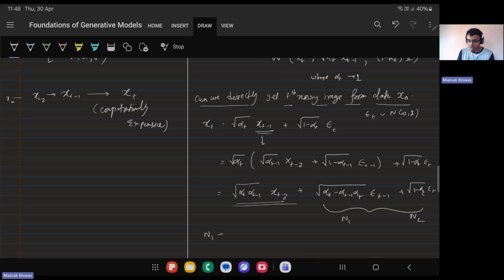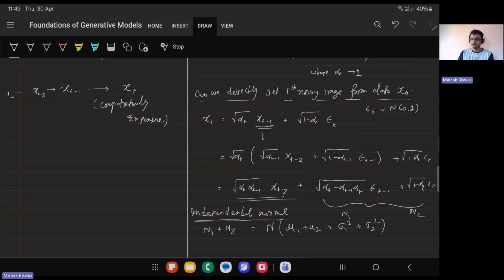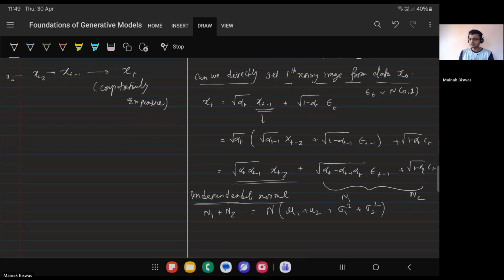So we know that the sum of two independent normals is normal with mu1 plus mu2 and sigma1 squared plus sigma2 squared. We have studied this in probability. So if you have independent normals, sorry, not IID, independent normals. The epsilons are IID, but the multiplication factors are not. So it is like having a sum of means and a sum of variances, right?